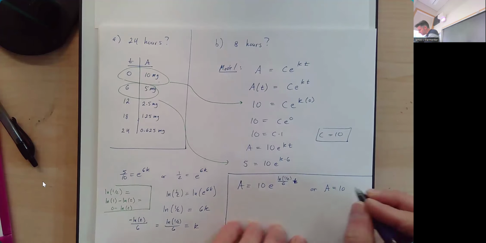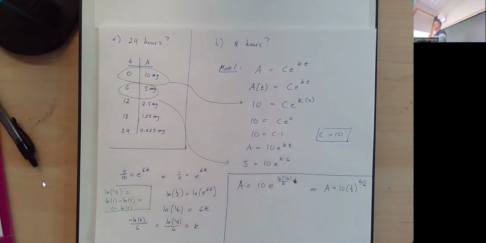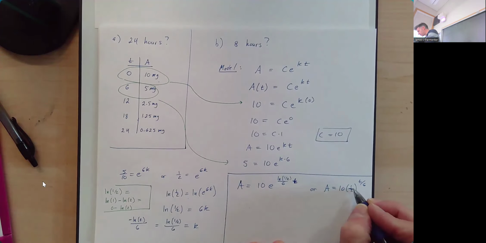10 times 1/2 to the t over 6. Which might seem like a leap. But let me show you where that's coming from in a second. Well, let's talk about actually answering the question that we were asked.